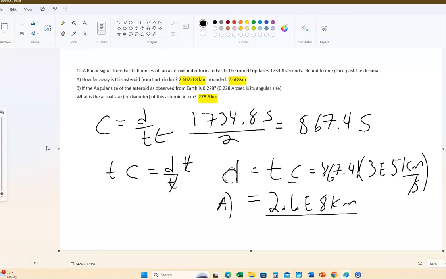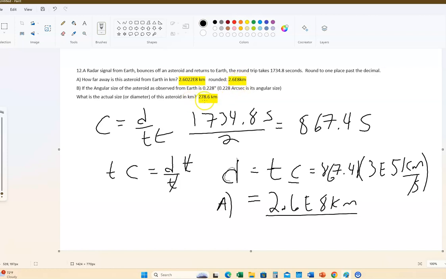So part B is they give us the angular size of the asteroid in arc seconds. I'm going to do that example in just a moment. Once you know the distance, so I already have it up here, the distance is 2.6 times 10 to the 8th kilometers.